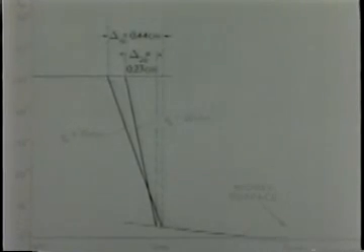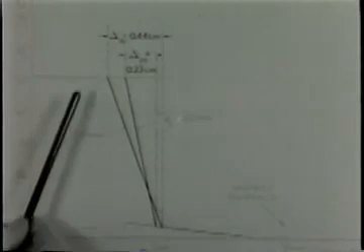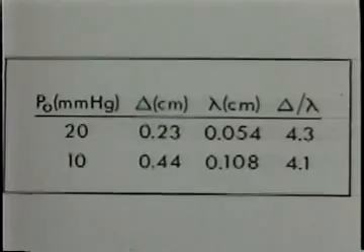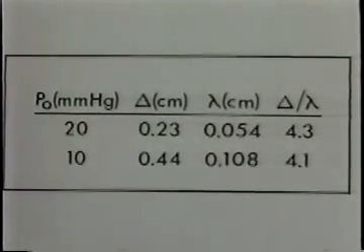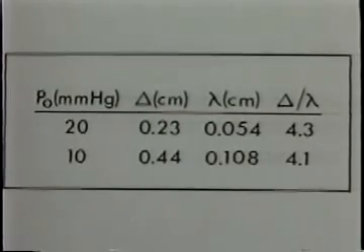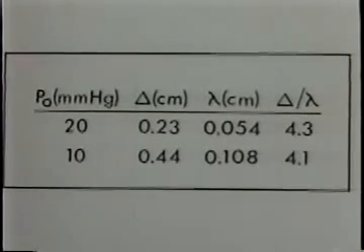Here is a table which includes the mean free path just upstream of the shock. It is also inversely proportional to the pressure. Thus, the shock thickness turns out to be proportional to and of the same order of magnitude as the mean free path. This result has been confirmed in many different laboratories by a wide variety of experimental techniques.